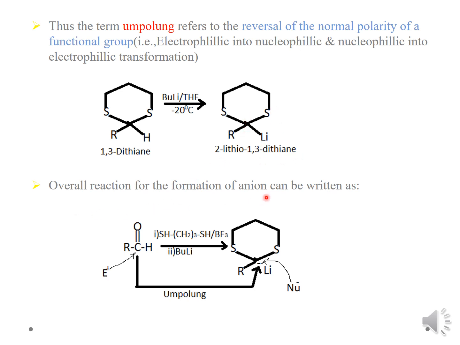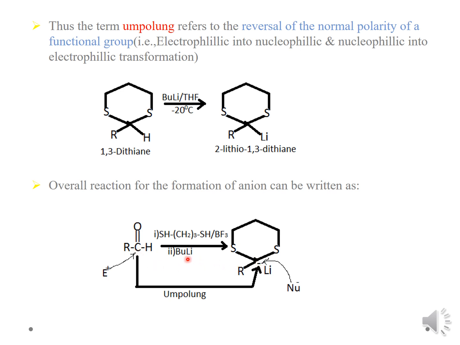The overall reaction of the formation of the anion is your umpolung reaction. How can we write it? First you take an aldehyde or ketone molecule. Here I am showing this carbonyl carbon, which is electrophilic in nature and will act as an electrophile. When it is treated with 1,3-propane dithiol in the presence of BF3 and then BuLi, that is butyl lithium, you generate the umpolung, where the electrophilic carbon atom changes into the nucleophile.